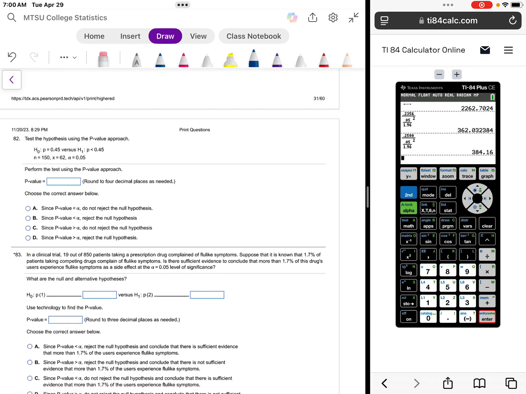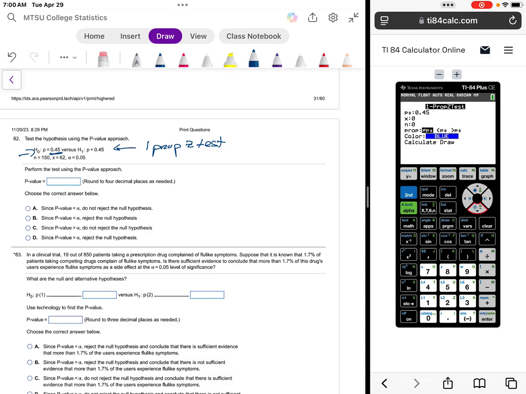Now they want us to go through 82, and then I'll do another video for the remaining problems, just to split up the length here. They asked us to test a hypothesis using the p-value approach. So should we reject or not reject the null hypothesis? Again, we are dealing with p's here, so I'm doing a one prop z-test. Anytime we see the H sub 0, that means I'm doing a test, not an interval. So I'm going to do stats over to test, and I'm going to do a one prop z-test, option number 5. And my null hypothesis is 0.45.